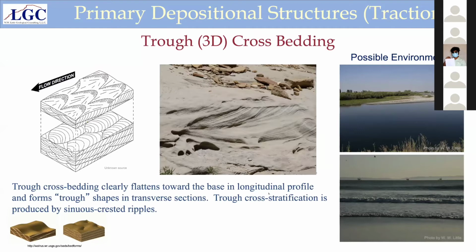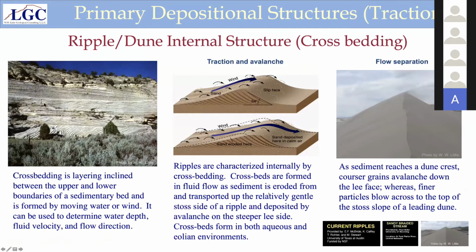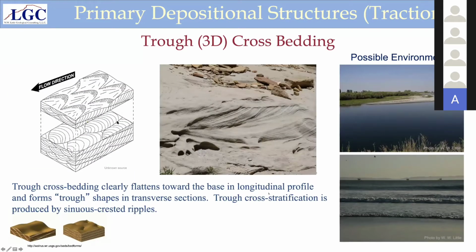Trough cross bedding gets its name from the fact that in a longitudinal view, it flattens from the top down toward the base, and in a transverse view, if you look at the diagram over here on the left, it has these kind of trough, these little smiley shapes associated with it. But the geometry of the dune is what affects the development of troughs.